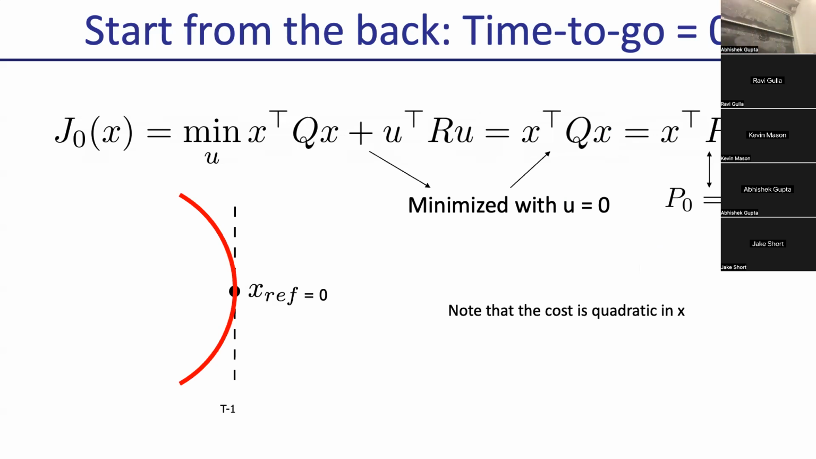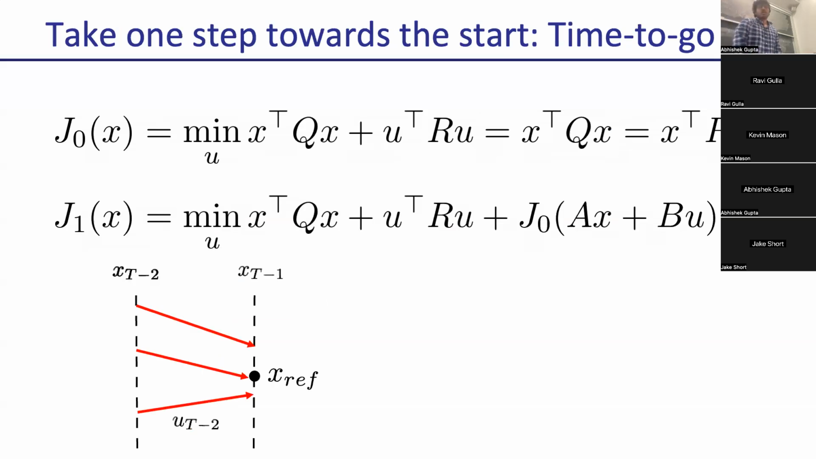So we've done the last time step. Intuitively, that cost is going to be minimized when X is equal to 0, right? But if X is not equal to 0, then you incur cost for that. Okay, so now let's consider one time step to go, right? That means you can act now and you can act one step in the future.